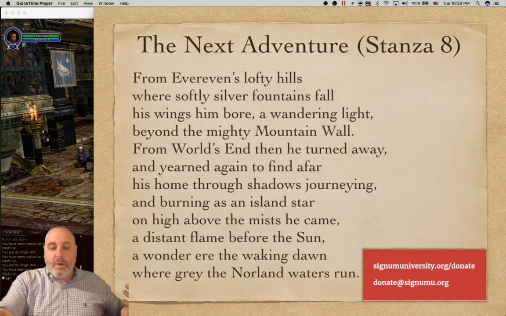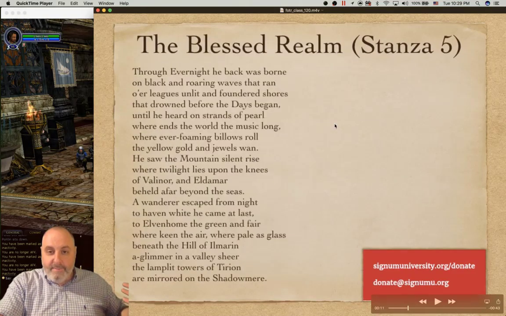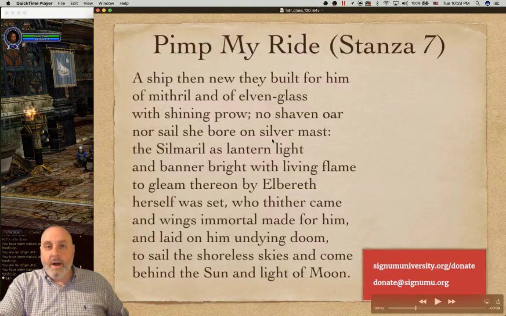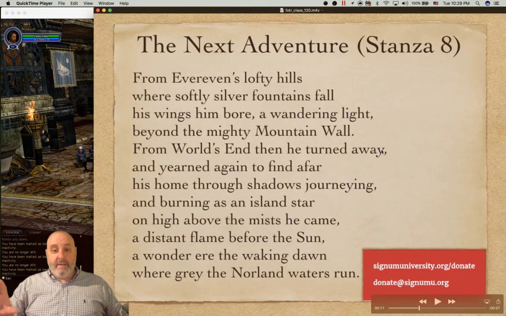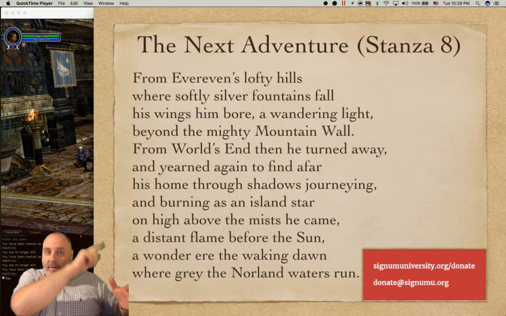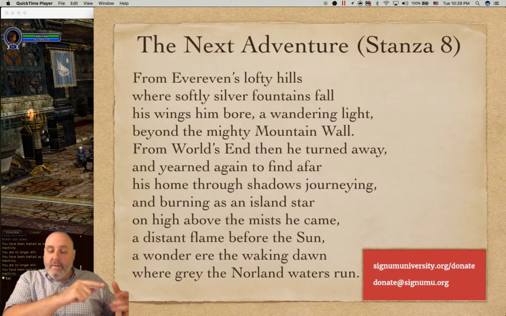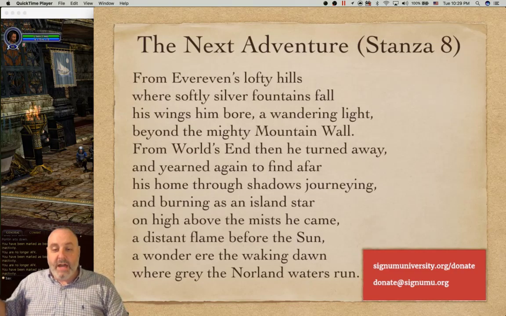Remember we got that image way back in stanza 5. Where ends the world, the music long, right? The shores of Valinor are the end of the world, right? So from world's end then, he's been all behind the mighty mountain wall. He's been all over in Valinor, right? Wandering. Then from world's end, then he turned away. Why? And yearned again to find afar his home through shadows journeying.